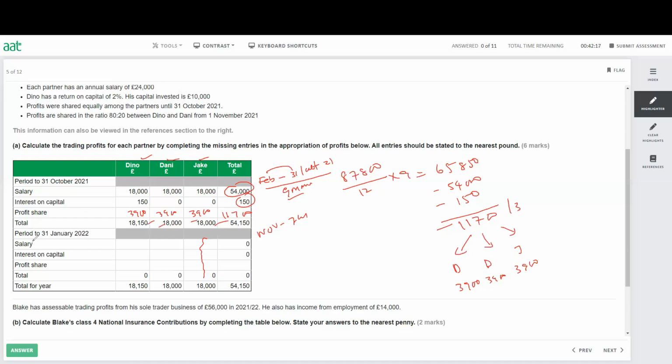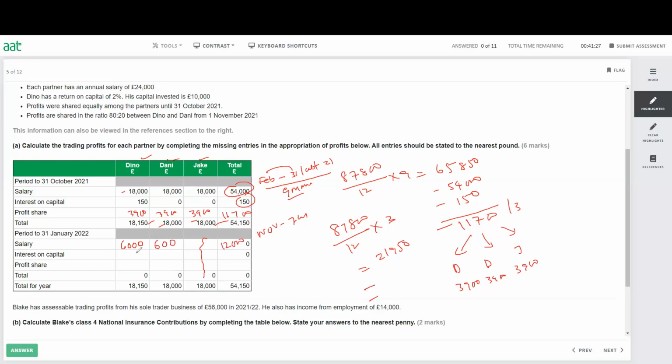Okay, for November to January, so for the 3 months, we have 87,800 divided by 12 times by 3, and that will give us the left profit, that is 21,950. This 21,950 we have to minus our salary and interest the way we did before. So salary was 24,000 for the whole year. For the 9 months it was 18,000. That means for the 3 months it will be 6,000. So 6,000 for Dino, 6,000 for Danny. Jake left after October, so Jake will not get anything. So 12,000 is the salary.